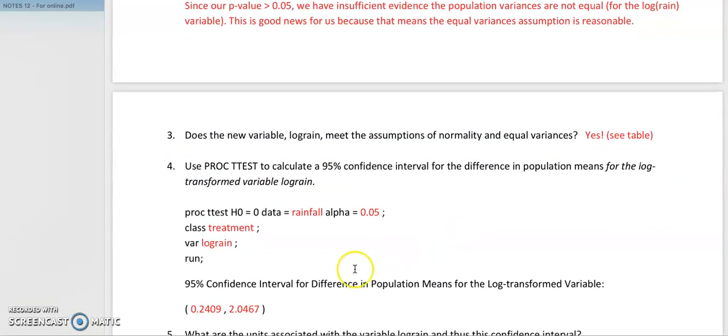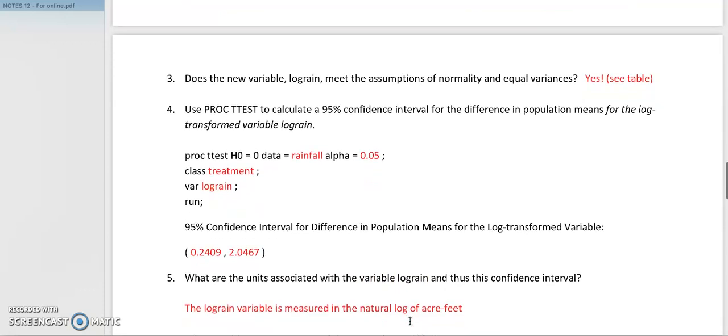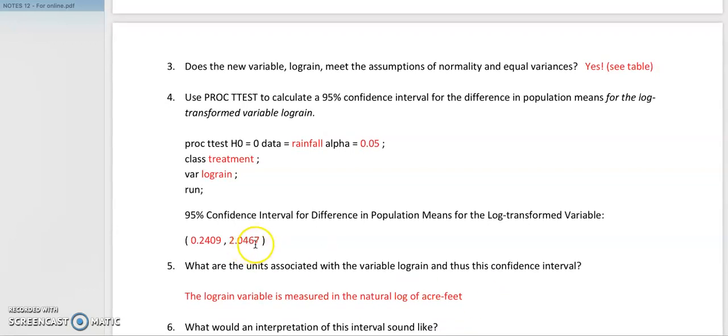That is a 95% confidence interval for the difference in population means, but it's population means for log rain, which remember, rain was measured in terms of acre feet, so log rain is actually measured in terms of the natural log of acre feet. And if I tried to interpret this confidence interval, I could do this like we've interpreted intervals in the past. I could start by saying something like, I'm 95% confident that the population mean rainfall is greater for, this would be the seeded group minus the unseeded group.